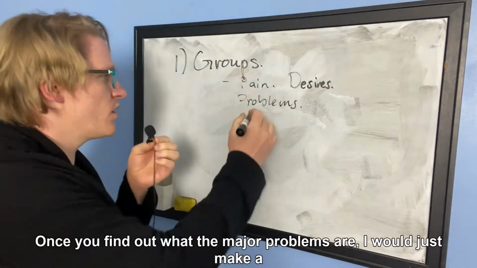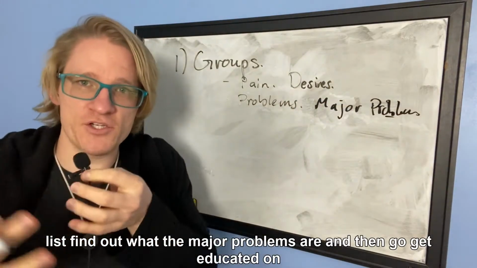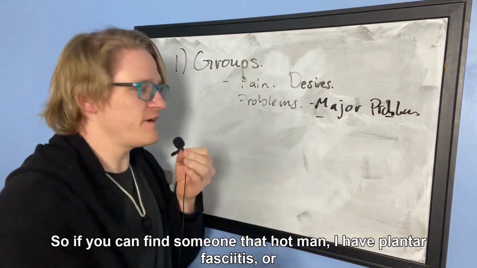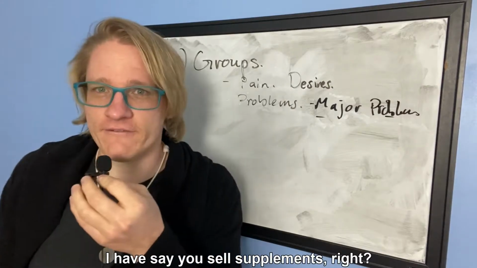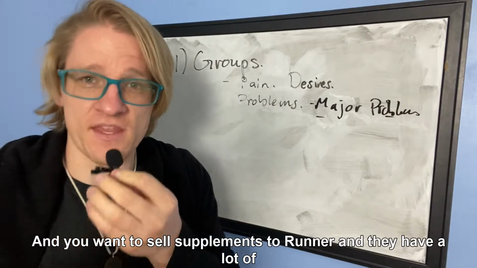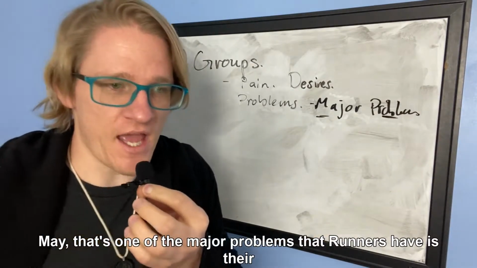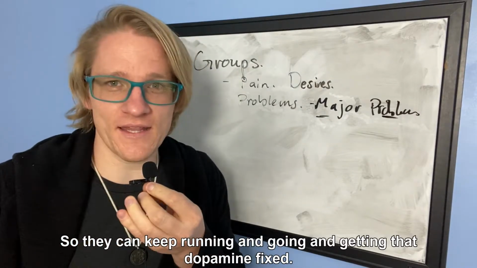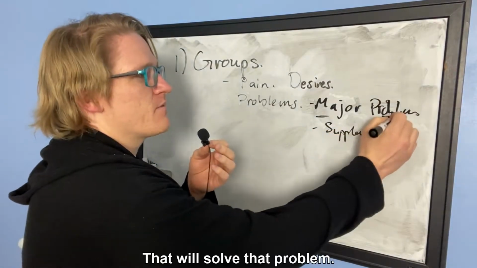Once you find out what the major problems are, I would just make a list, and then go get educated on those problems. So if you find someone like, oh man, I have plantar fasciitis, or say you sell supplements, right? And you want to sell supplements to a runner, and they have a lot of joint problems. That's one of the major problems that runners have, is their joints. How can they stay healthy so they can keep running and getting that dopamine fix? And you can say, hey, I have some supplements that will solve that problem.